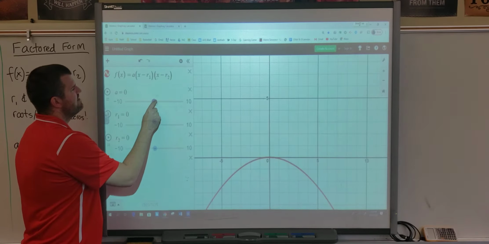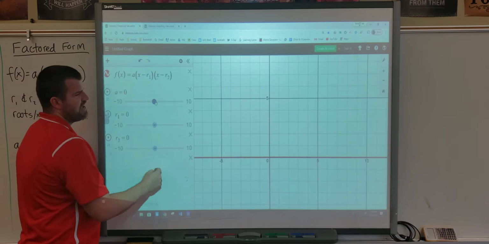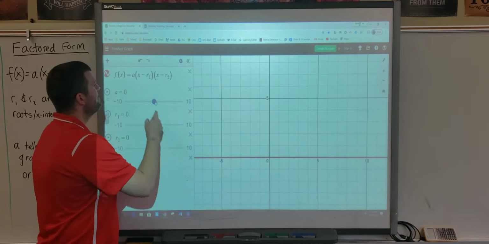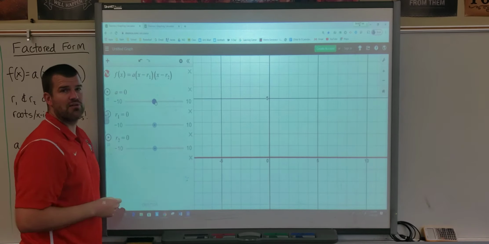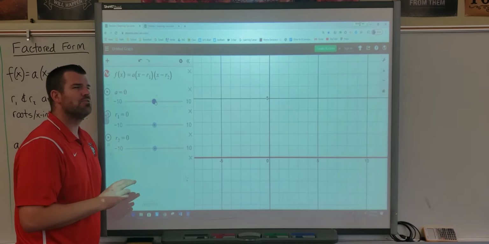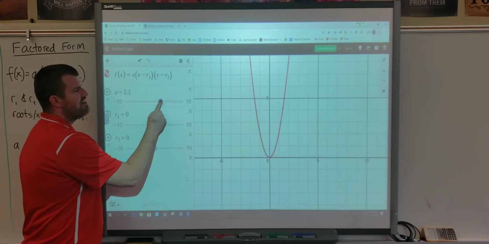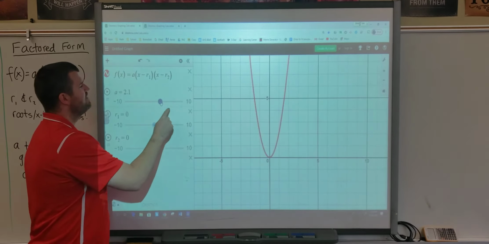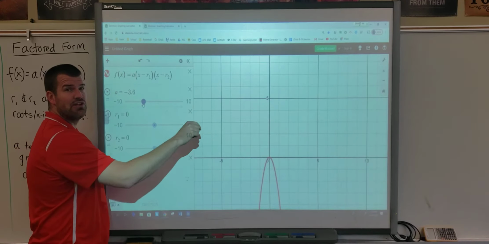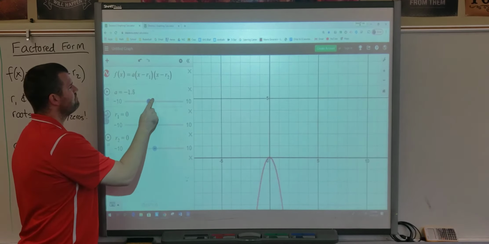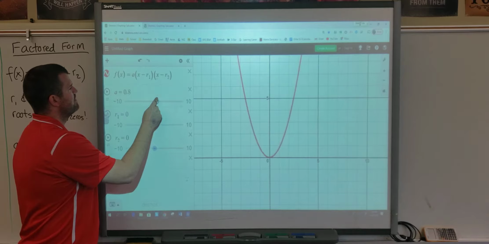And then if I go to 0, it actually becomes a straight line, because if our a is 0, this will no longer be a quadratic equation. Don't worry too much about that. The main point I want you to see is that if your a value is positive, your graph opens up. If your a value is negative, your graph opens down. All right, I'm going to set this back to 1.